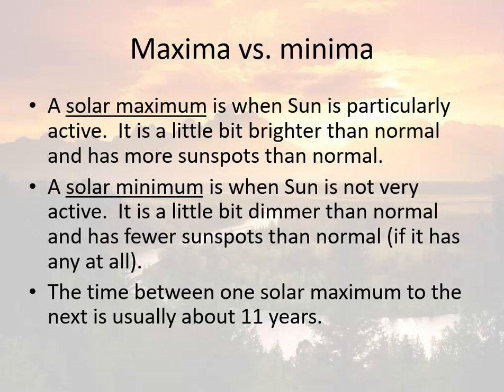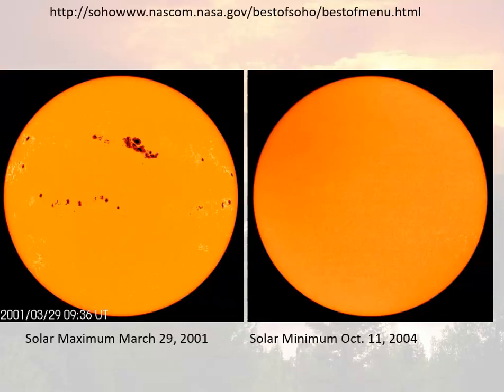The typical time between solar maxima, successive solar maxima, the sunspot oscillation period, is about 11 years. Sometimes it's a little more, sometimes a little less, but on average it's 11 years. So this is, on the right side, a picture of our sun during the solar minimum in 2004. And on the left side is a picture of our sun at solar maximum. Look at all the sunspots.